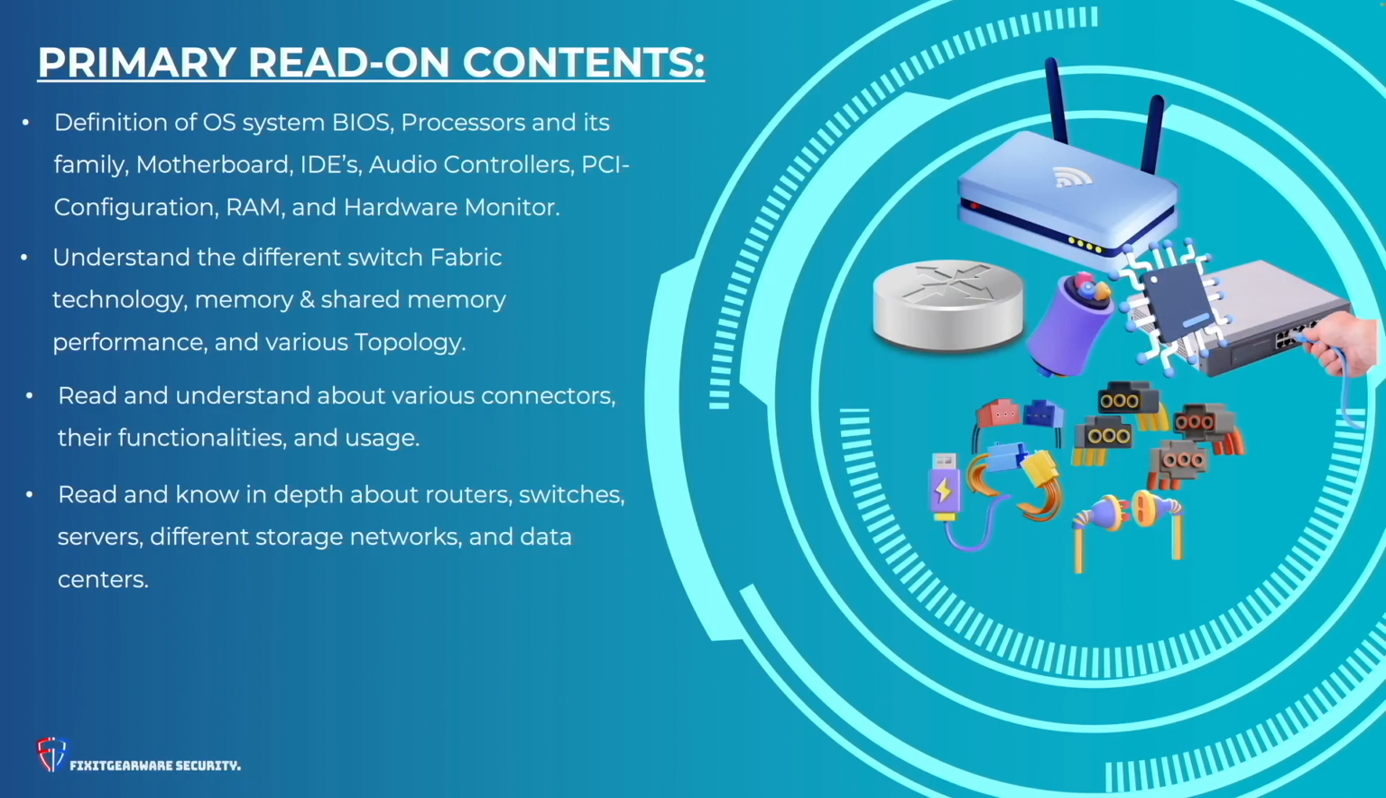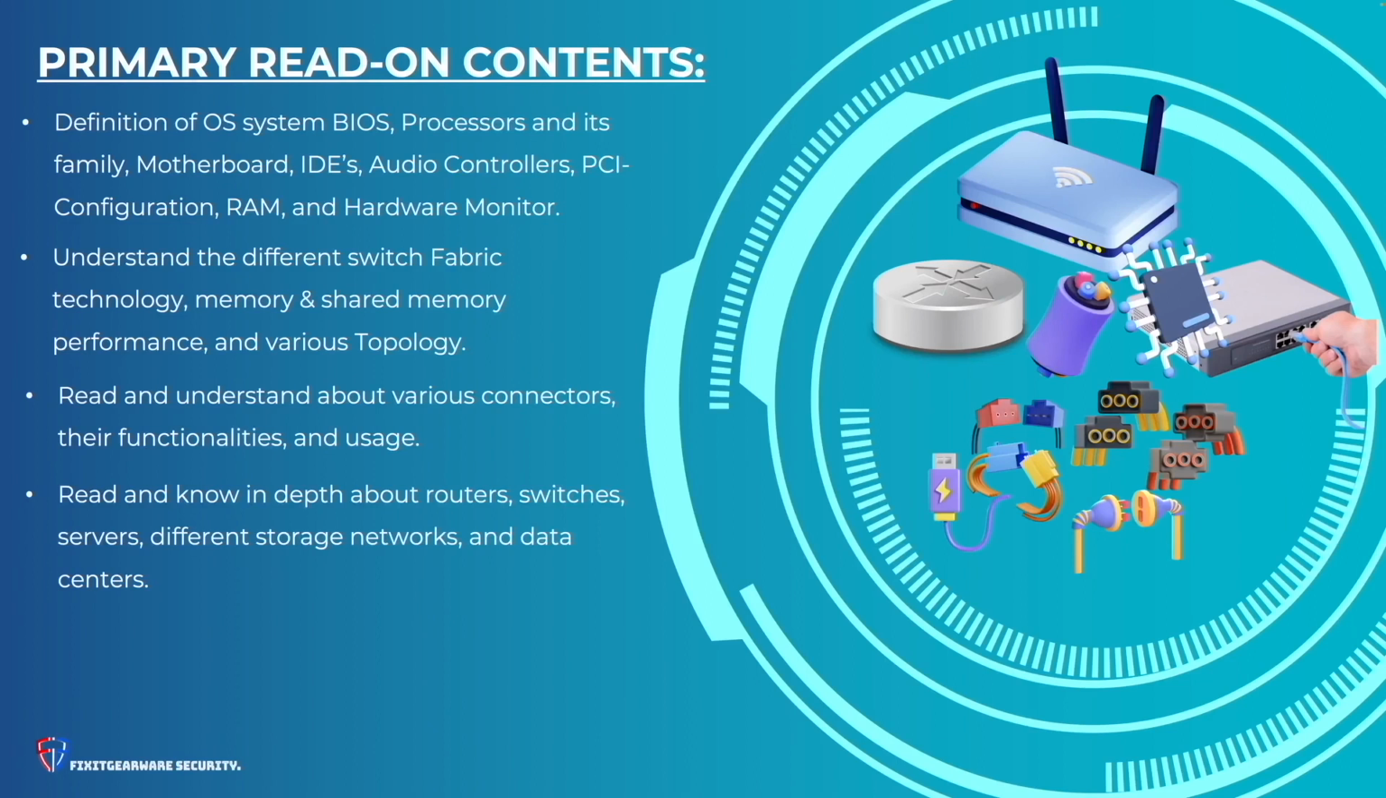Next, learn about the definition of OS system BIOS. Know the different processors and its family. We have the Intel, we have the NVIDIA, and the recent one in modern times is the Apple M2 chip. Also know about the motherboard, IDEs, audio controllers, PCI configuration, RAM, and hardware monitors. Understand the different switch fabrics, technology, memory and shared memory, performance, and various topology.